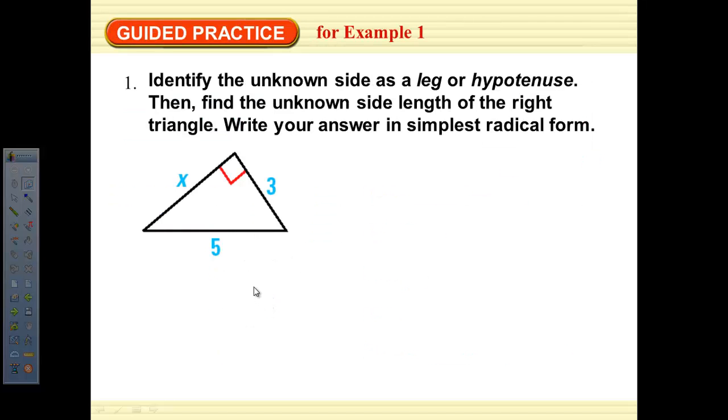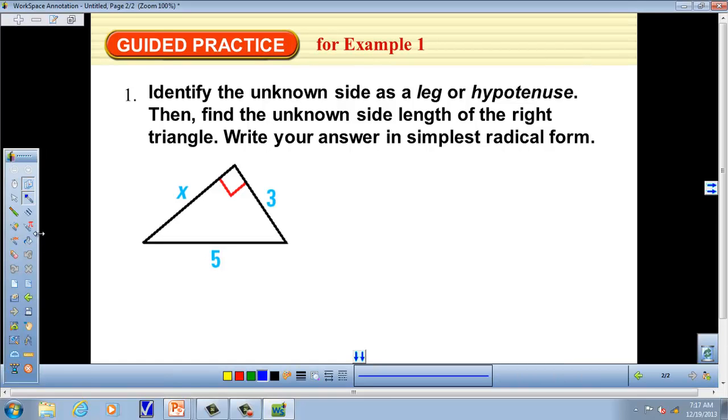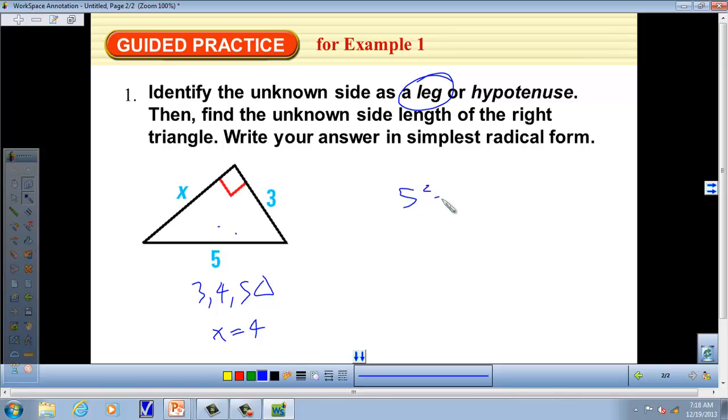Alright, here's another one. If you notice, it's a 3, 4, 5 triangle again. So we want to know if the unknown side is a leg or a hypotenuse. The hypotenuse ends up being 5 right here, because again, it's opposite the right angle. It's the longest side. So therefore, x is a leg, and we want to find the unknown side. I could just say this is a 3, 4, 5 triangle, and x is equal to 4. If we wanted to do this, it would be 5 squared is equal to x squared plus 3 squared. This is if you didn't recognize it was a 3, 4, 5 triangle.